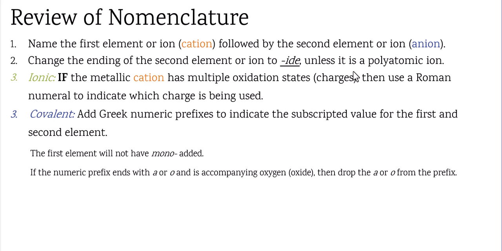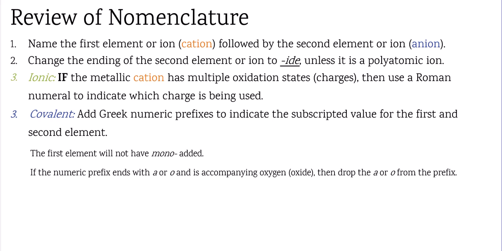All right, we're going to review nomenclature because it does pertain to what we're getting ready to do. So, first thing, you're going to name the first element or ion, because it's first, it's the cation, which is the positively charged ion, followed by the second element or ion. If it's the second ion, it would be the anion. It's negatively charged. Change the ending of the second element or ion to "-ide", unless it's a polyatomic ion.